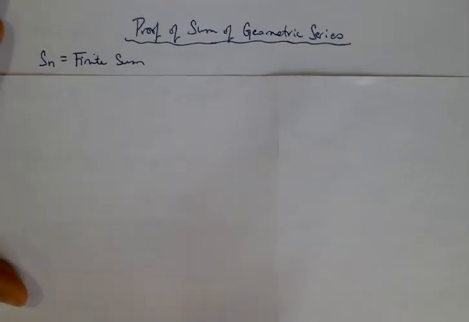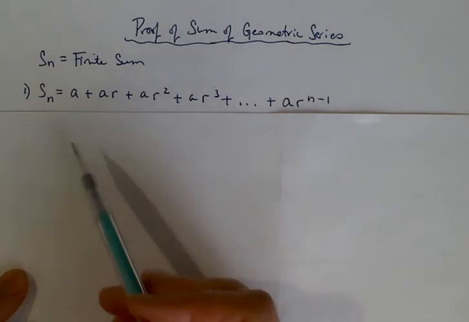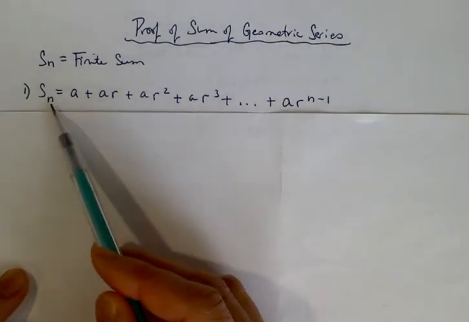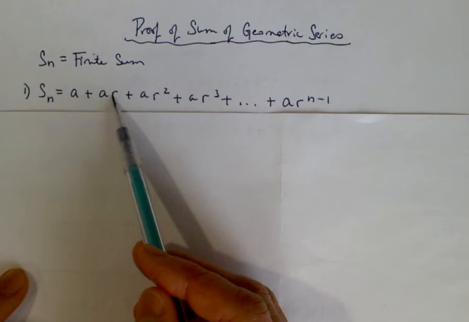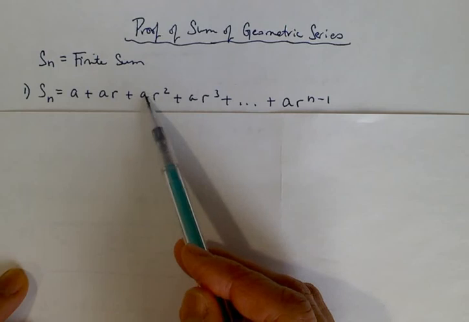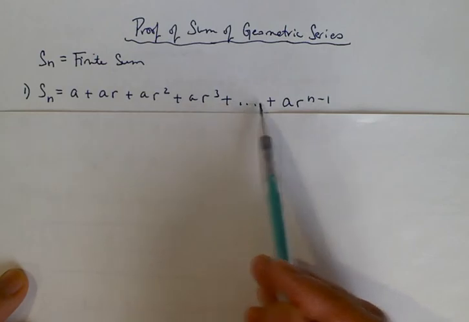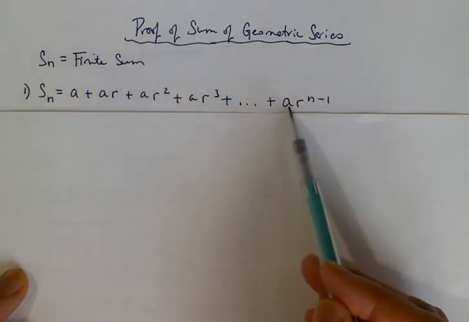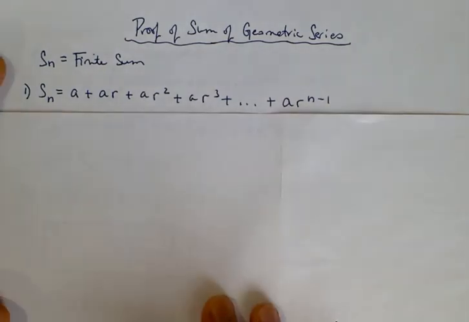All right, so here's the proof of the sum of the geometric series. Let's first of all find the partial sum. So I'll say S sub n is equal to the finite sum. The first step is I'm going to write out the nth partial sum, S sub n. So this is the first term a plus the second term ar, so you multiply the first term by the common ratio, plus the third term ar squared, plus the fourth term ar to the third, and I'm going to take it all the way out to the nth term. So the nth term is ar to the n minus 1.